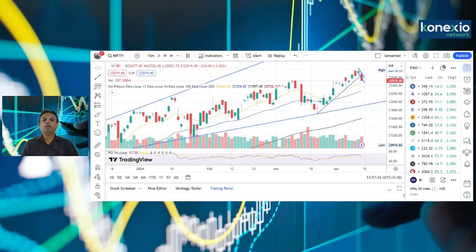One needs to just follow this level, wait for some sizable correction, maybe 1.5% correction in Nifty or on the indices, and then try to build long position at the lower levels.